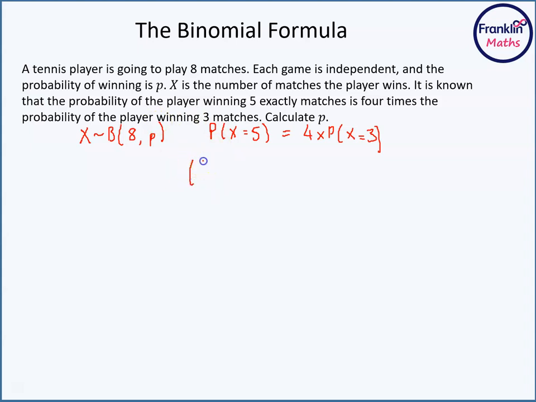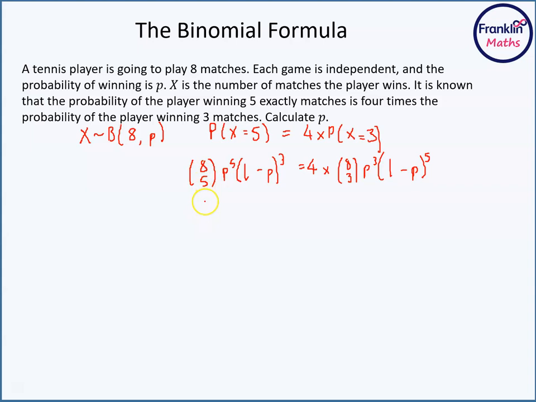Okay, so it's going to be 8 choose 5, multiplied by p to the 5, 1 minus p cubed, is going to be equal to 4 times 8 choose 3, p cubed, 1 minus p to the 5. Okay, it looks really, really difficult to cope with, but I promise you it's not going to be that bad. First of all, let's do the easy stuff here.